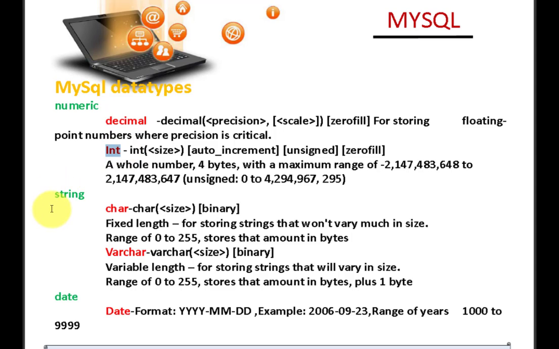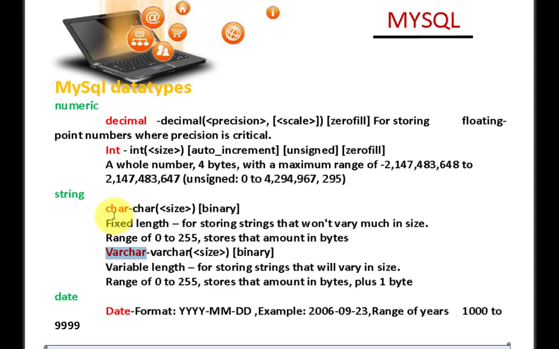Now the next data type is string. A string is a sequence of characters. In string you have two data types, char and varchar. Char is used for characters and varchar is used for variable characters.